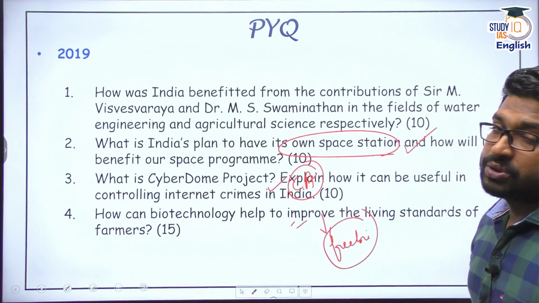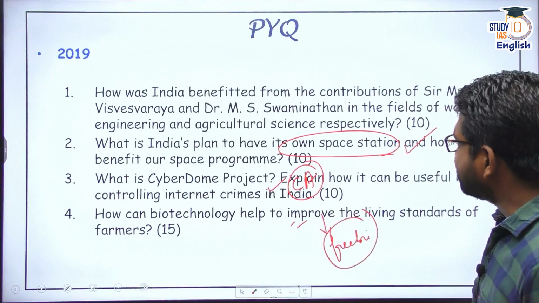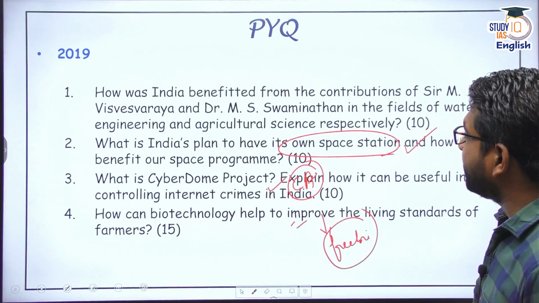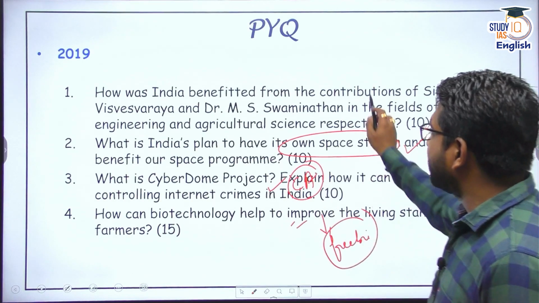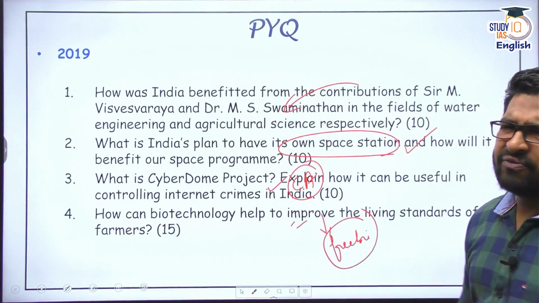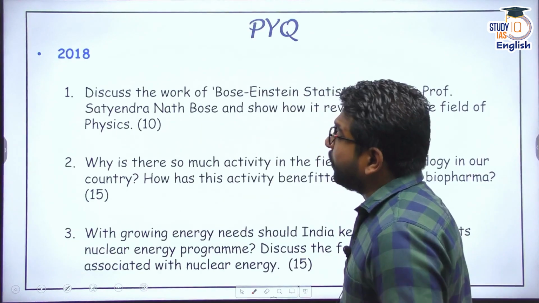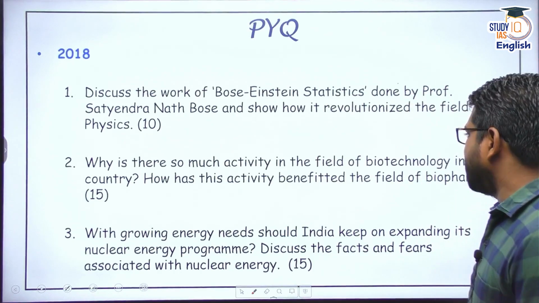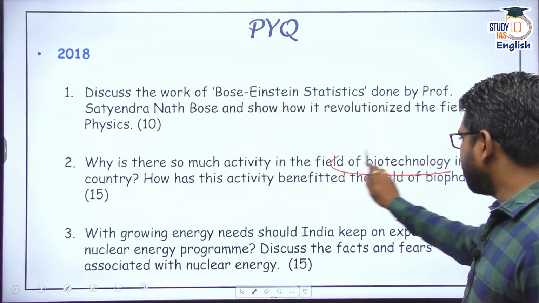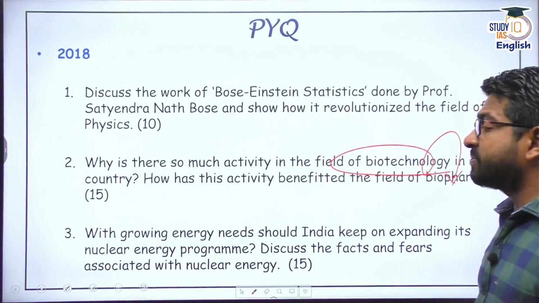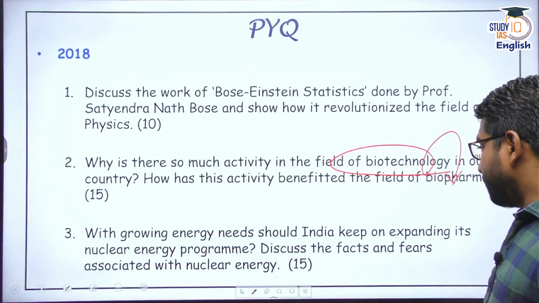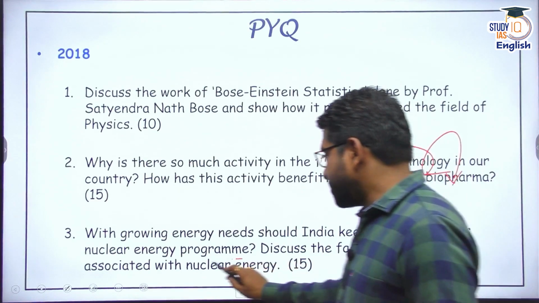One question which students found tough in 2019 was this: contributions of Sir M. Visvesvaraya and M.S. Swaminathan in the fields of engineering and agricultural science. Again, if you have information, you can easily attempt it. If you look at 2018, again, a very easy question. One connected to biotechnology, how it has impacted the biopharma field. Another very easy question, the nuclear energy program of India.